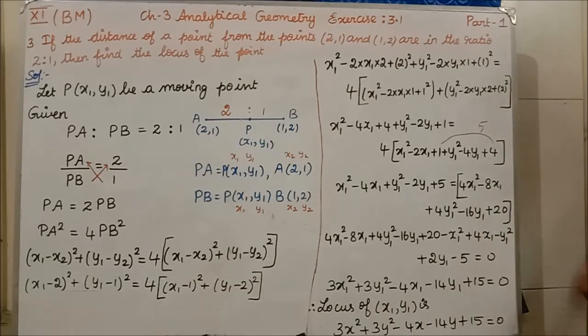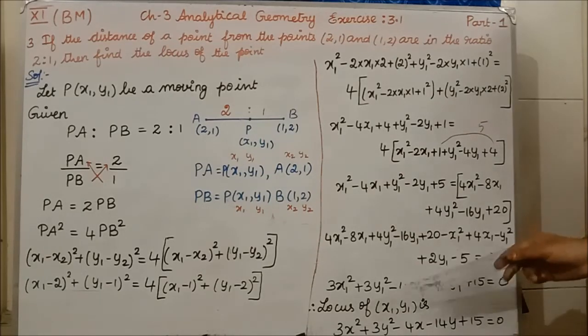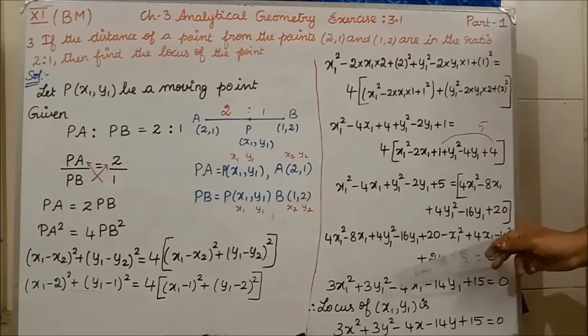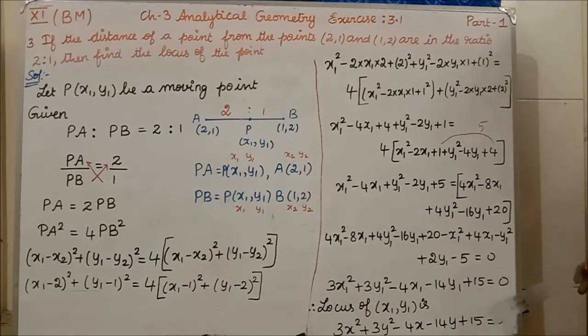We will be writing without x1 y1, we will be just writing xy. Isn't it? Therefore the same answer I am writing down without x1 and y1. Clear? Now the locus of the point is 3x square plus 3y square minus 4x minus 14y plus 15 is equal to 0. Clear, students, all of you?